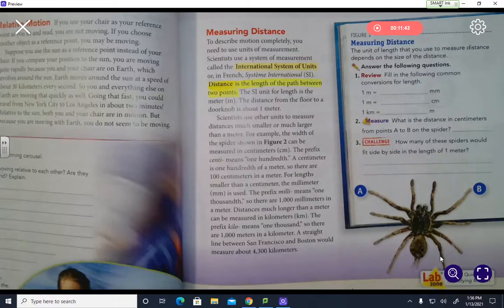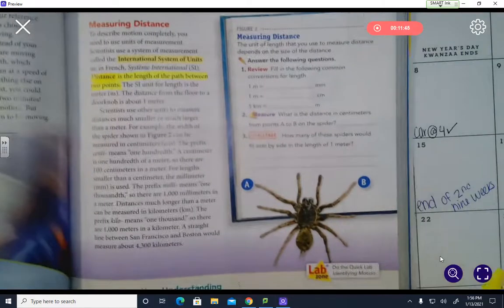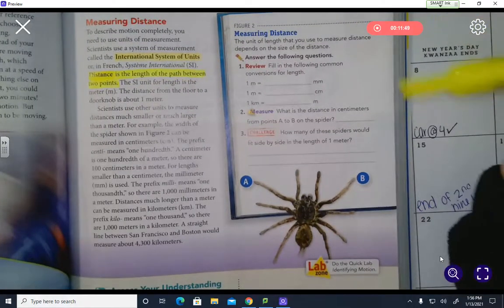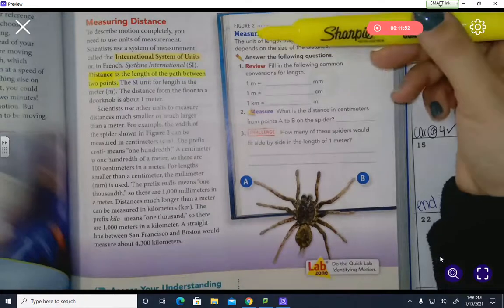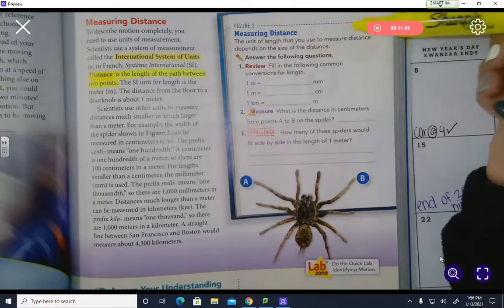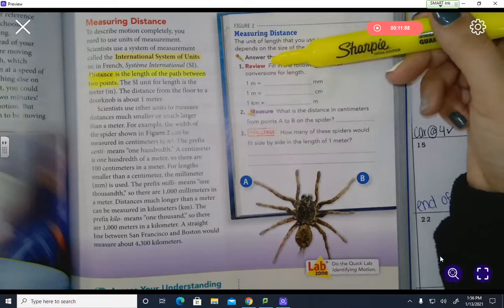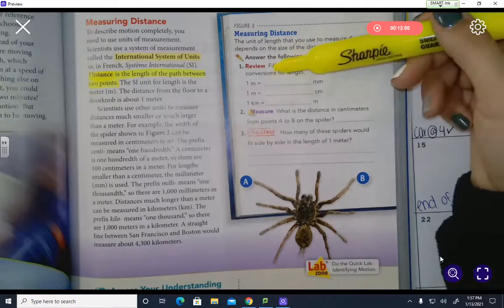Figure 2. Let's do measuring distance. This picture freaks me out. Can't do it. Boom. Gives me the heebie-jeebies. All right. It says the unit of length that you use to measure distance depends on the size of the distance. Review. Fill in the common conversion for length.